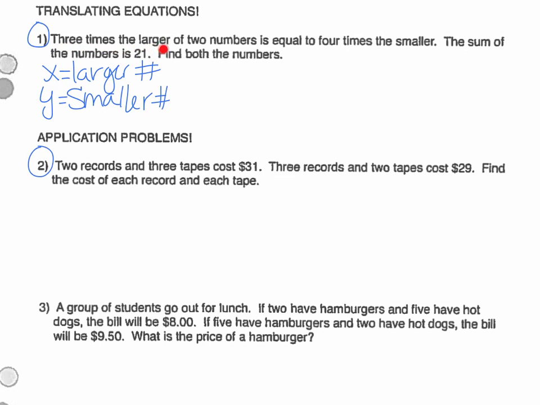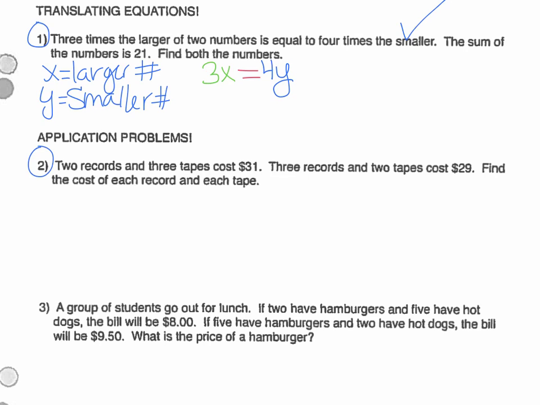So 3 times the larger of the 2 numbers. So I'm just going to stop there. 3 times the larger of 2 numbers. We said the larger number was x, so 3 times the larger would look like 3x. Next I see is equal to. Well, that tells me I need an equal sign. And then 4 times the smaller. Well, the smaller one is y, so we have 4 times y. So bam, I translated the first one, check mark, did that.